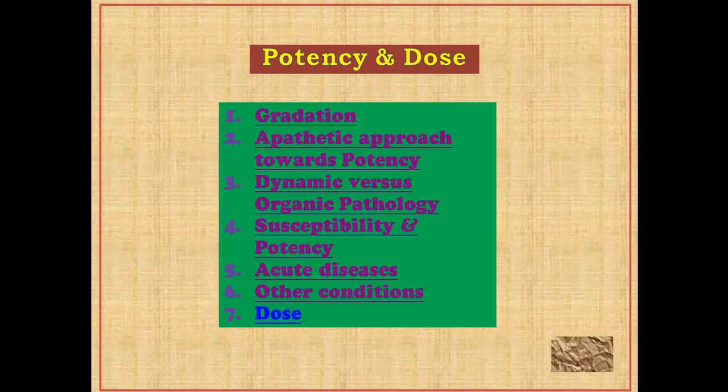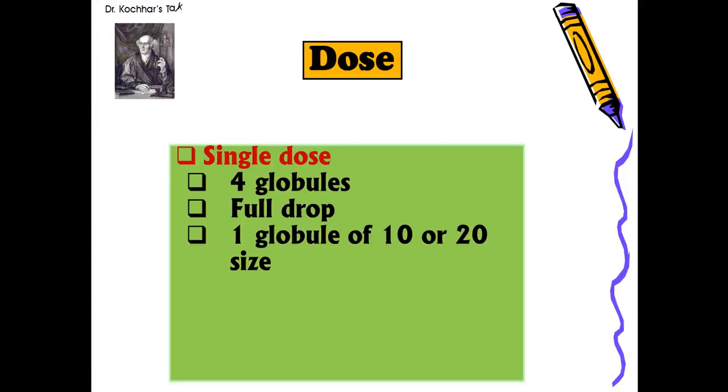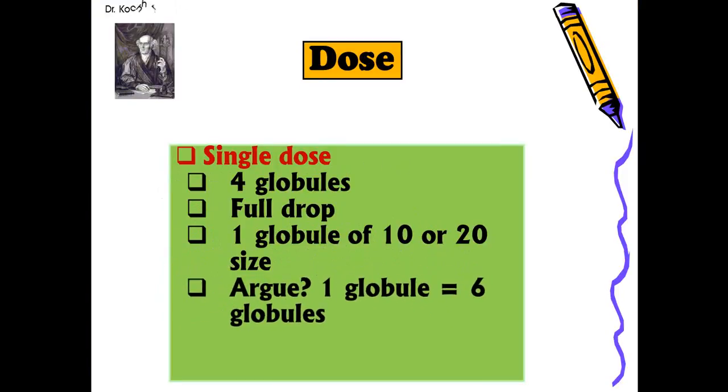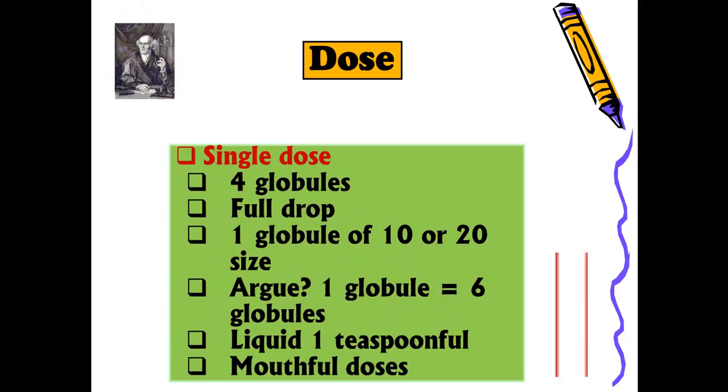And finally we go to the dose consideration. Now in dose consideration, many times people are confused. What is the difference between those? Whether you give one globule or 10 or 20 globules or one full bottle, what is the difference? No, it is not so. A single dose is 4 globules or a full drop, or one globule of size 10 or 20 has been prescribed.